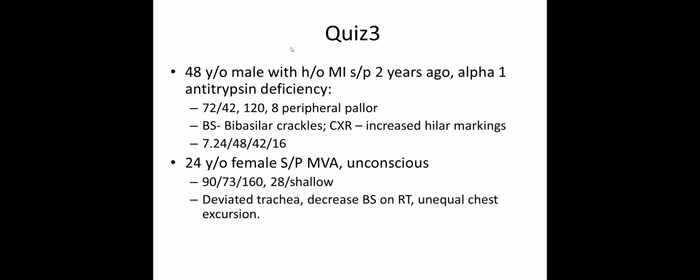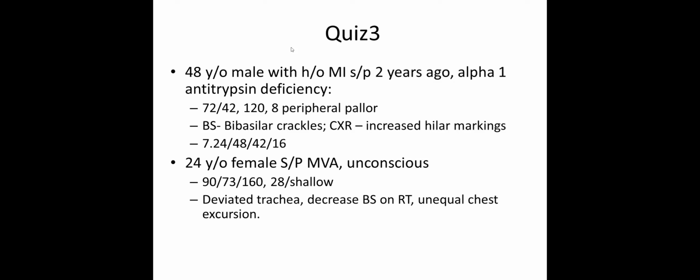Okay, so quiz 2, or quiz 3, because you have 1 and 2 on last week's presentation. You have a 40-year-old man with a history of myocardial infarction, status post 2 years ago. So he had the heart attack, or myocardial infarction, 2 years ago. And he has a history of alpha-1 antitrypsin deficiency. His blood pressure is 72/42. His heart rate is 120. His respiratory rate is 8. And he has peripheral pallor.